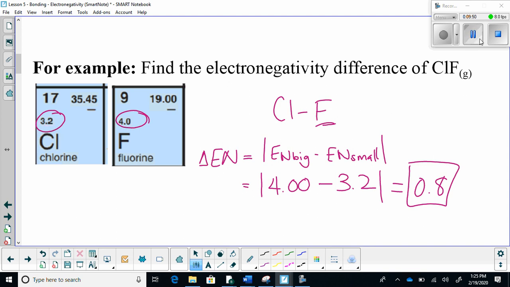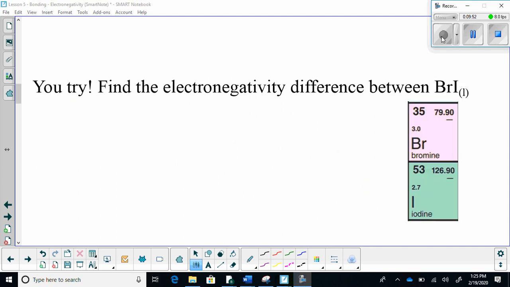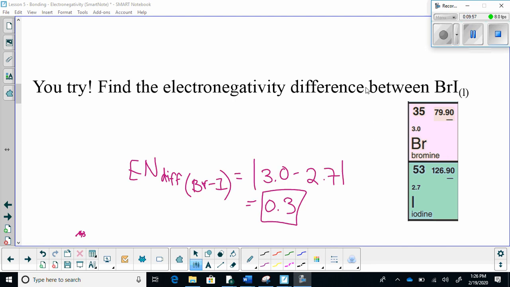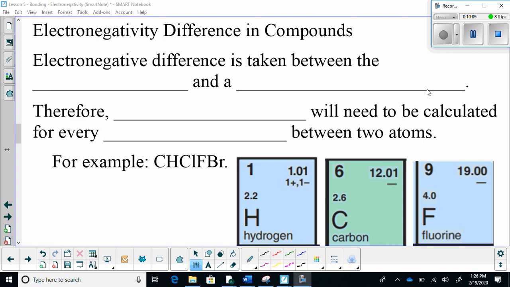Okay, try this one on your own, and then when you're ready, you can look up here for your answer. Okay, you should get an electronegativity difference of 0.3. Who has the stronger pull here? Bromine, good.